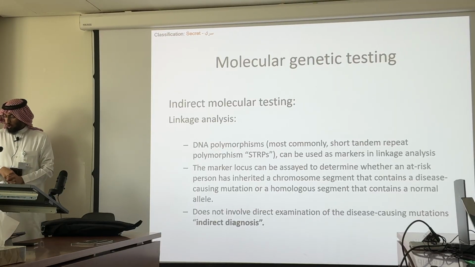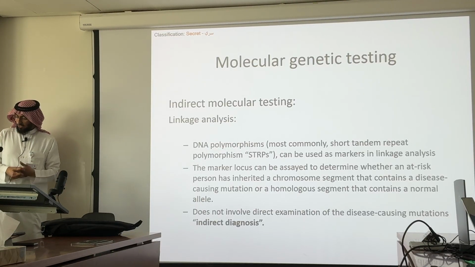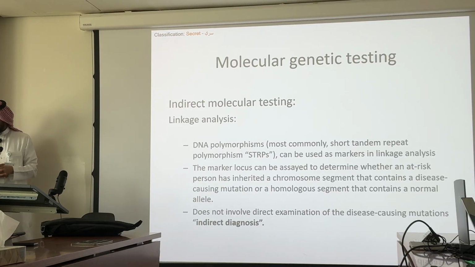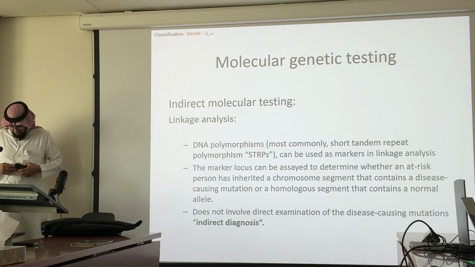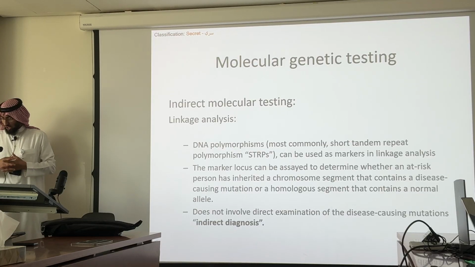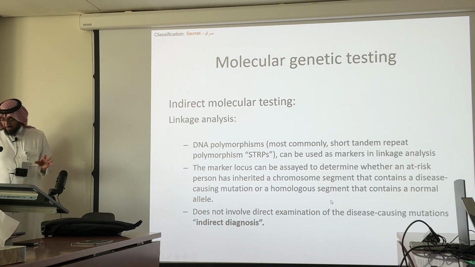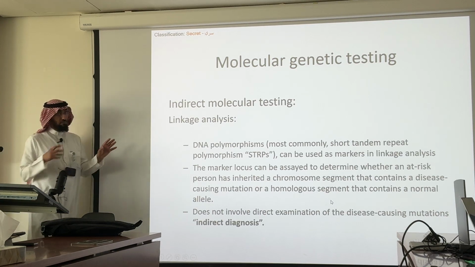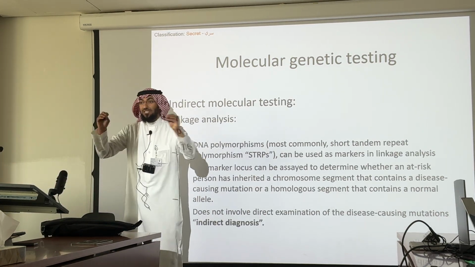The marker locus can be assayed to determine whether an at-risk person has inherited a chromosome sequence that contains a disease-causing mutation or an homologous signal. This is indirect, we don't examine the sequence itself.